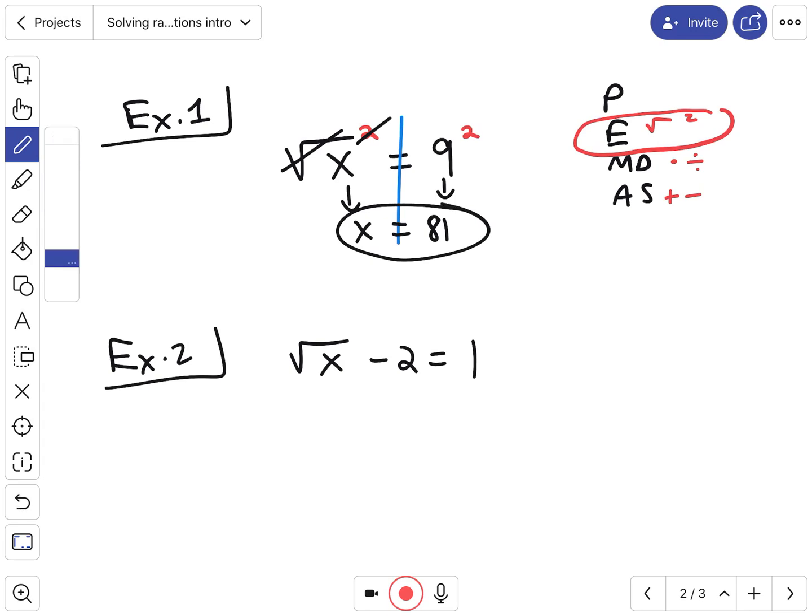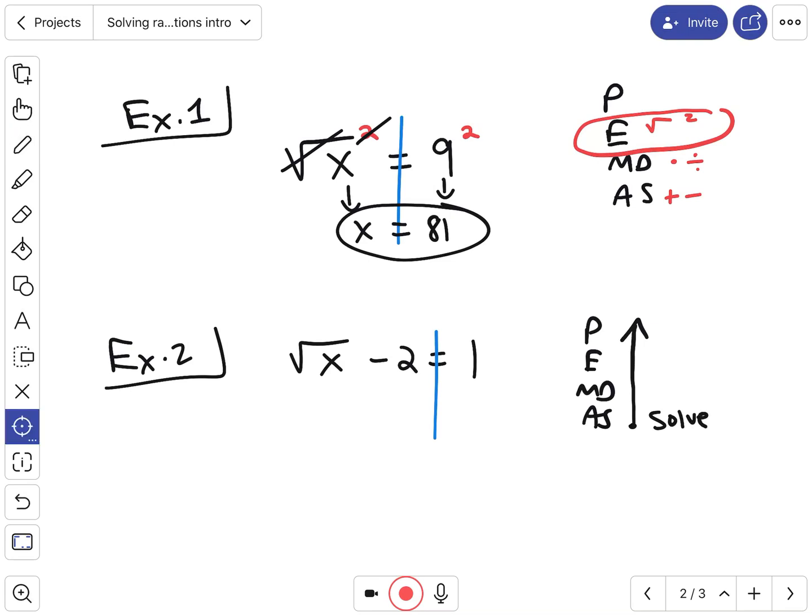Okay, so this number 2 is a little bit trickier. We're going to stick with PEMDAS. PEMDAS tells us that to solve, we go from the bottom up, when solving.